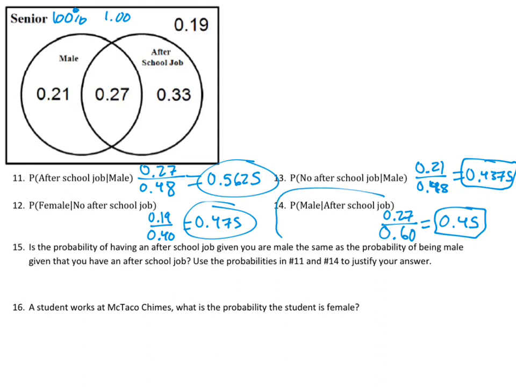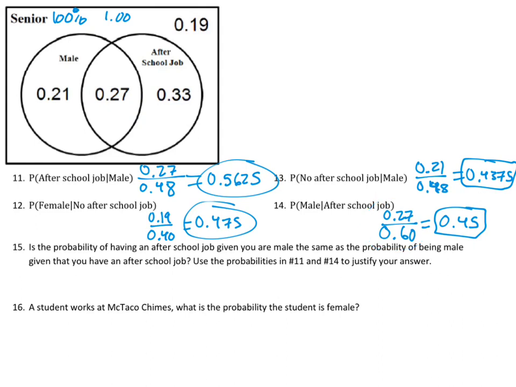Anyway, number 14 here: what's the probability of being male given they have an after-school job? Well, to get the given part, you have to figure out what portion has an after-school job. You're going to add those together. And then what portion of that is male? You got the 0.27 out of that group that's male and has an after-school job. And so you're going to get this fraction here. You divide it, you get 0.45.